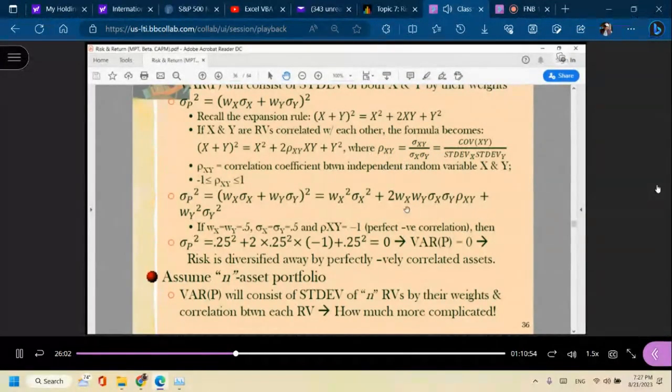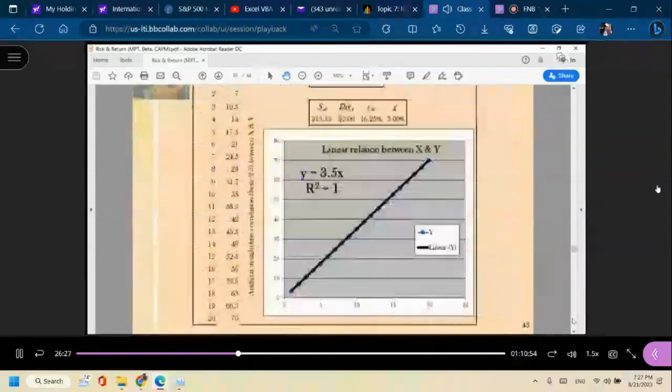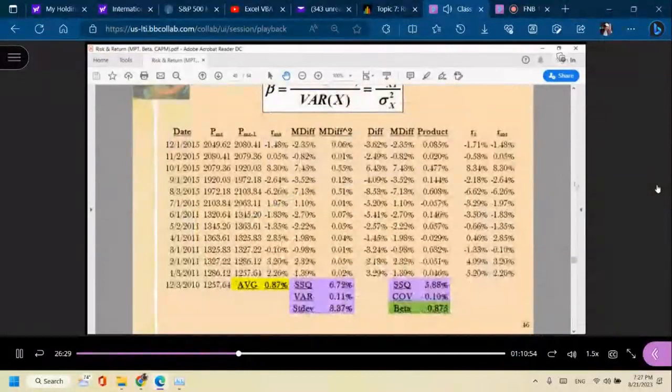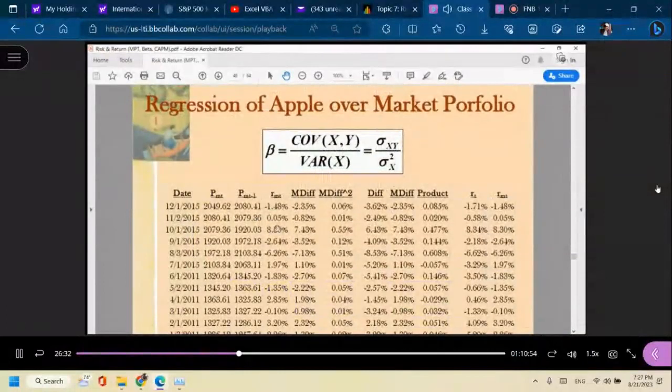In this case, what is the difference between rho and beta? If you remember what was there in beta, the numerator is the same. It's the covariance between x and y. But in the denominator, it was not the standard deviation of x and standard deviation of y. It was the variance of x, right? So that means x is the independent variable, right?